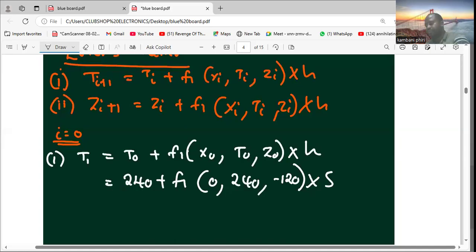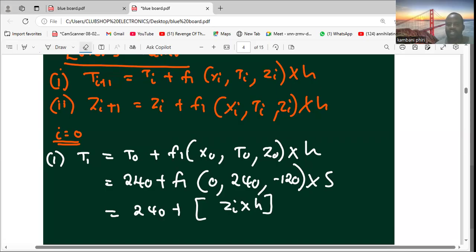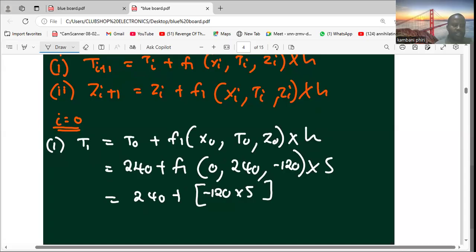All right, so what that means now is to find t1, you maintain your 240 plus, you multiply inside here the z i times the step size. This is what we do here. So in this case, we're talking about z naught multiplied by 5. What is our z naught? Our z naught is negative 120 multiplied by 5. All right? So we are going to get 240 minus 600. And when you compute, you'll be able to get negative 360. This is our t1.